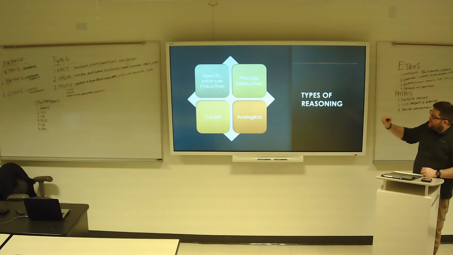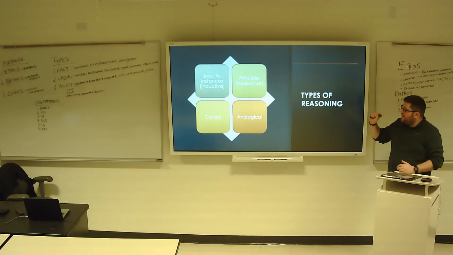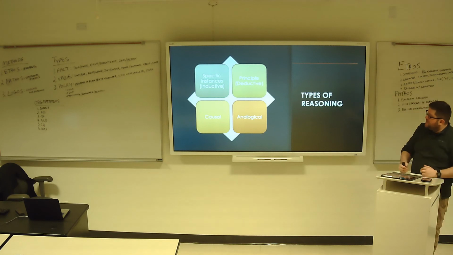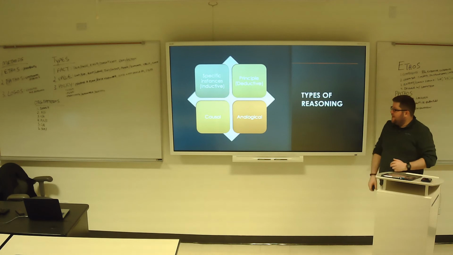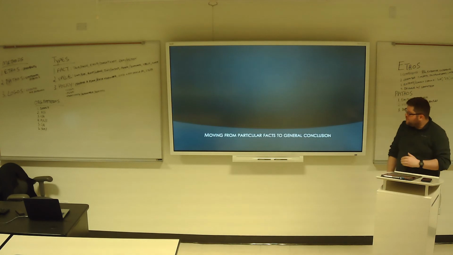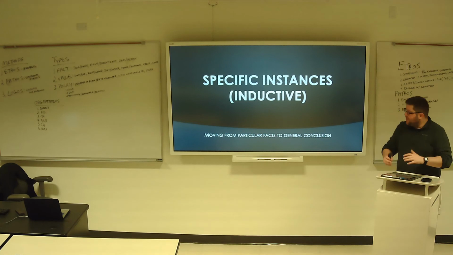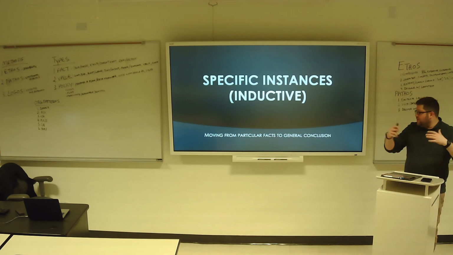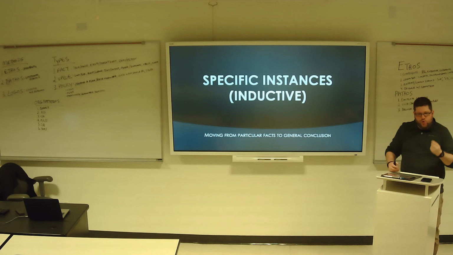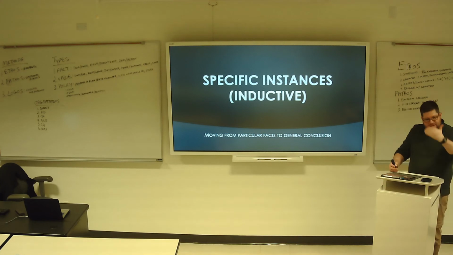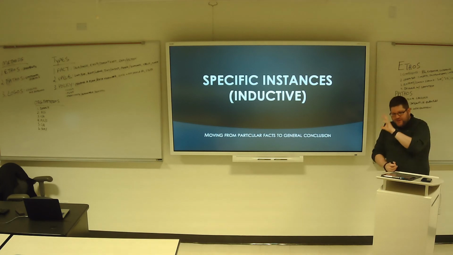So we have reasoning from specific instance, or inductive reasoning, we have reasoning from principle, which is deductive, we have causal, and then analogical. So first, let's start with reasoning from specific instances. This is where you move from particular facts to a general conclusion. Because of this list of facts, I have reached this conclusion.